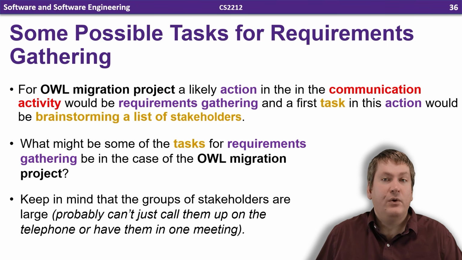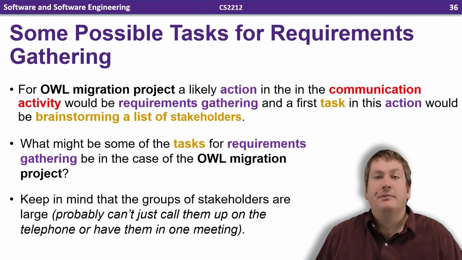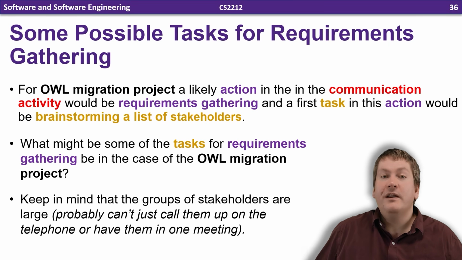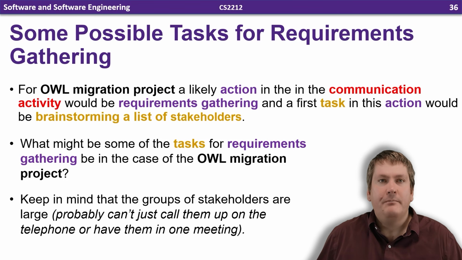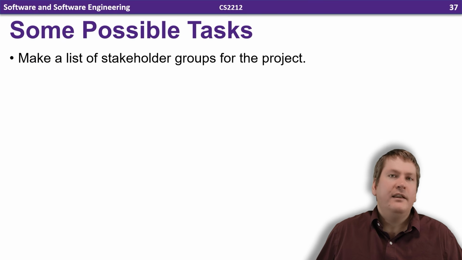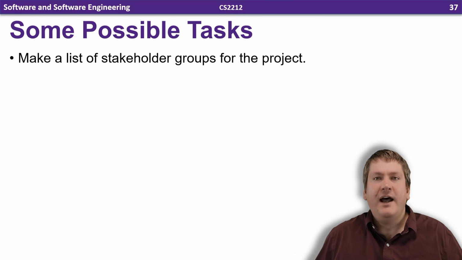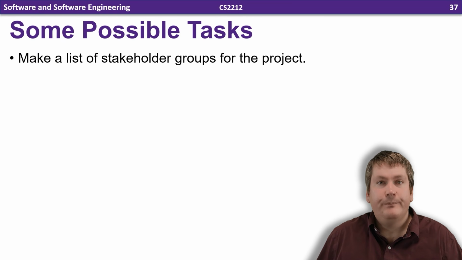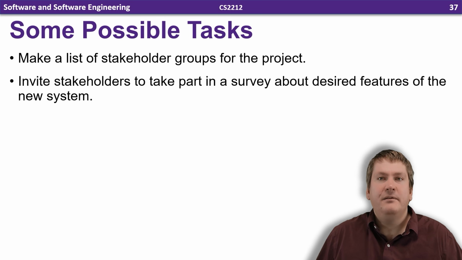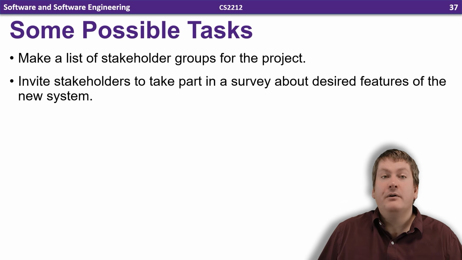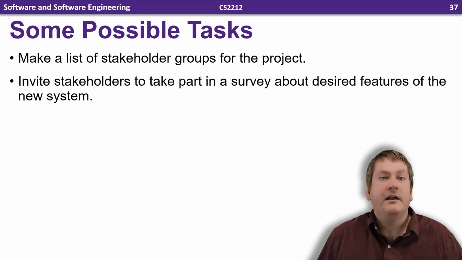There's a large number of stakeholder groups, and each group may have thousands of members. We can't simply call them all up on the phone or even have them all in one place for a meeting. So due to the number of stakeholders, we will have to take a different approach. So one possible task could be sending out surveys to members of the different stakeholder groups about desired features, as well as to gauge their interest in participating further in the process.